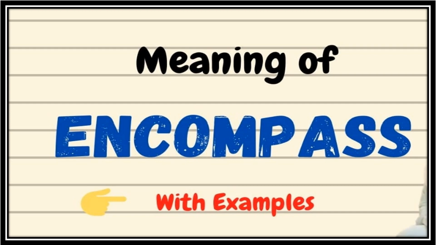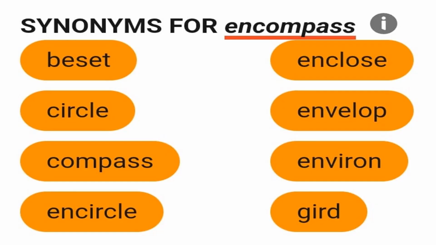So, let's come to the next word, which is encompass. What does the word encompass mean? The word encompass means to include something. Now let's look at the synonyms for the word encompass. They are beset, circle, compass, encircle, enclose, envelope, environ, grid. All these words more or less mean to include something. So these words are the synonyms for the word encompass.